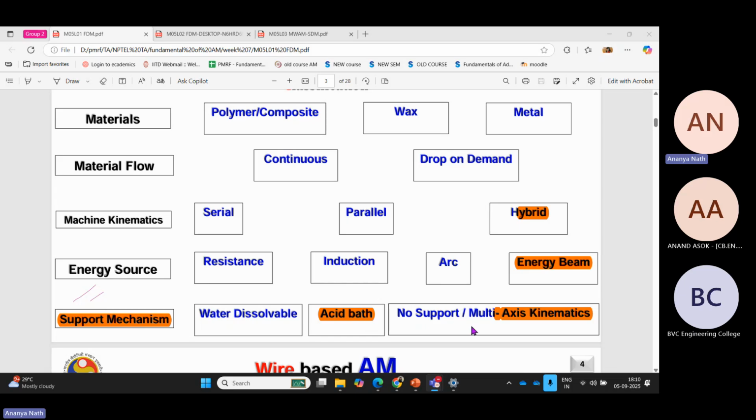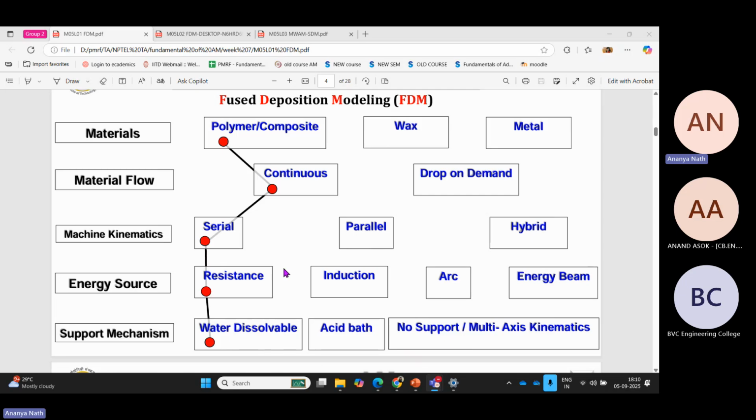Then no support is also possible if your kinematics is very complex. That is, your build plate can move in XYZ direction, and your tool can move in other axes like the tilting and angle, or vice versa, or both. If these are possible, then you can print without any support, even if your part is having a very high overhang structure.